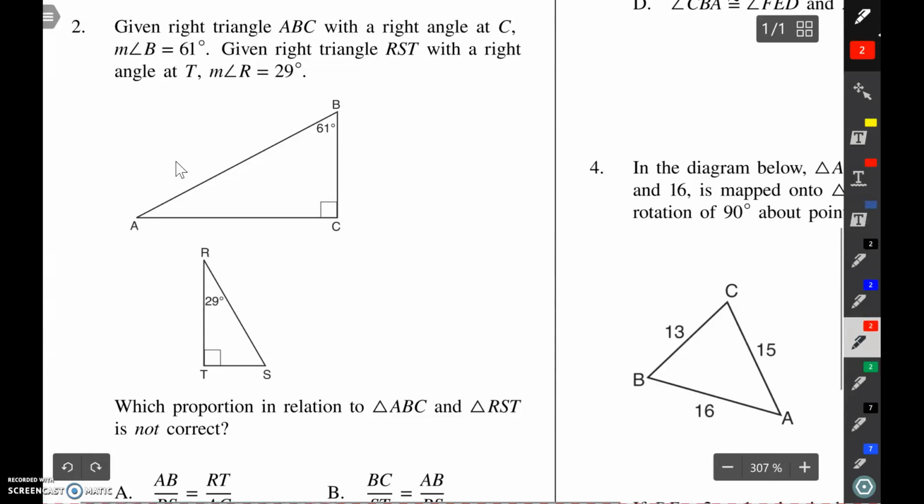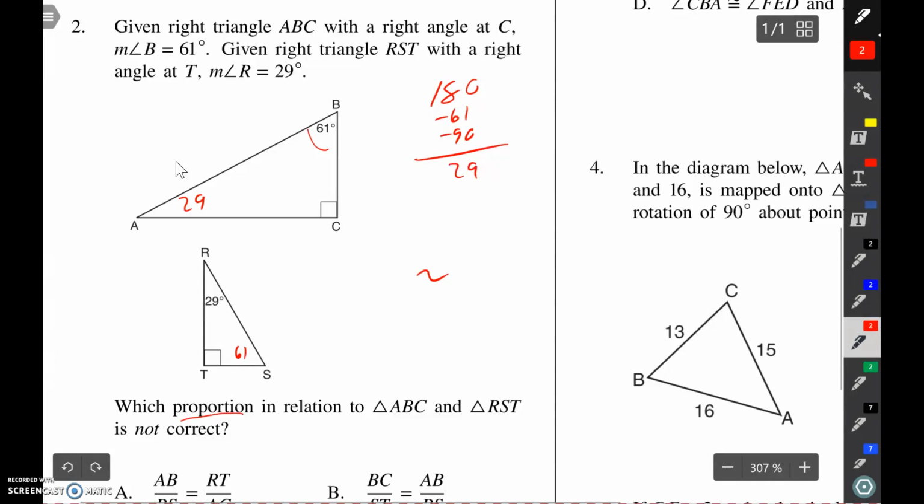So again, when they talk about proportions in multiple triangles, are these triangles similar? Well, what do we know? This angle is 61, this angle is 90. How do I find that third angle? Well, we would just take 180 minus the 61 and minus the 90. And what does that leave us with? That would leave us with 29. So this angle is 29. And this triangle has 90, 29. So this has to be 61.